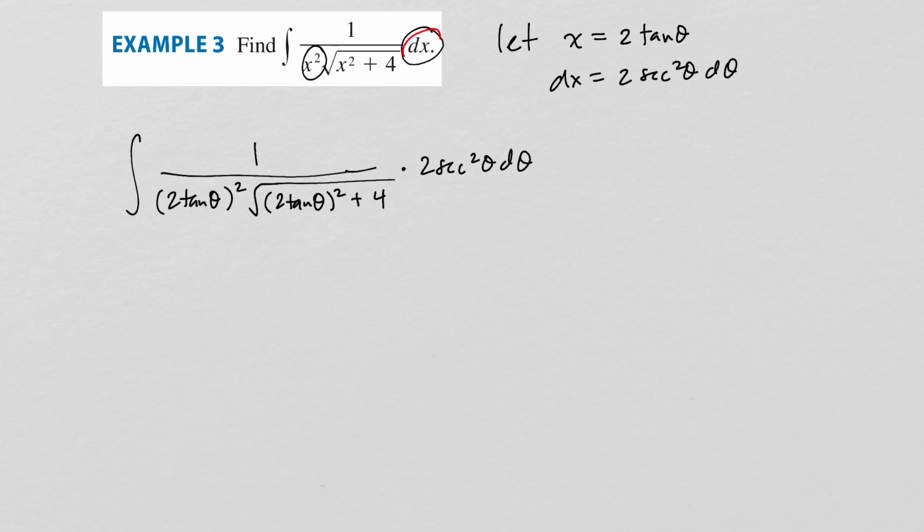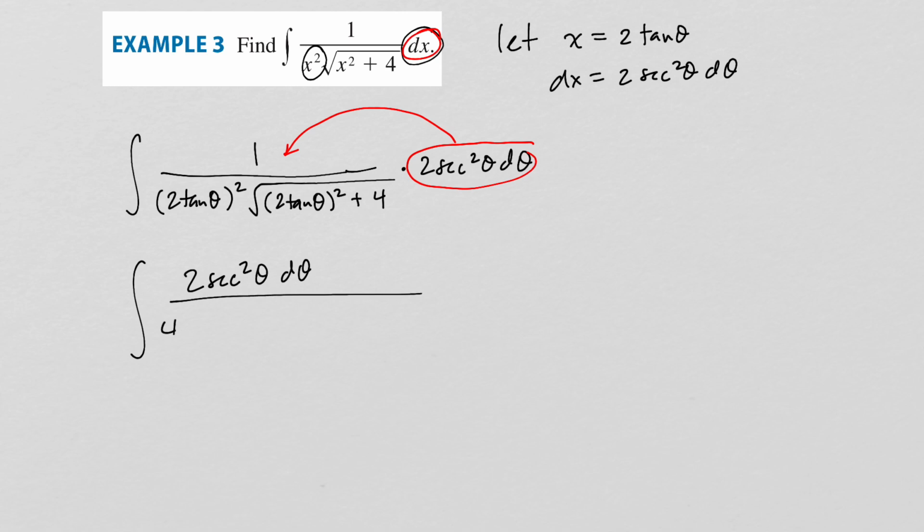Now, when your dx is off to the side like this, it's actually more convenient to just put that in the numerator of the fraction. So this becomes the integral of 2 secant squared of theta d theta divided by 4 tangent squared of theta is what we get here. And then we have the square root of 4 tangent squared of theta plus 4.